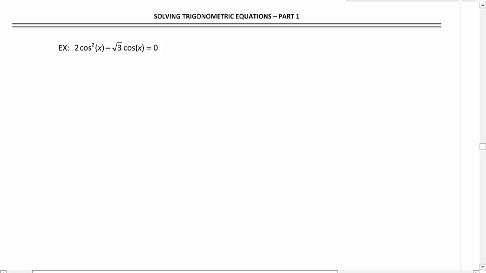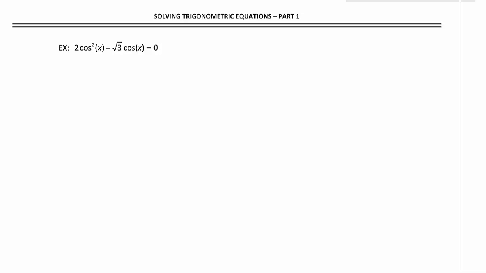Next, let's solve 2 cosine squared x minus square root of 3 times cosine of x equals 0. Well, I'm happy to see just a single trig function of cosine, but notice that it shows up more than once, and one time it's squared and one time it's not. So this equation is quadratic in form, so we want to treat it like a quadratic.